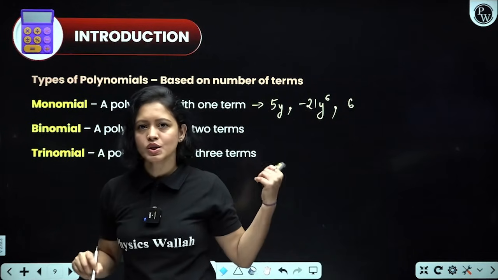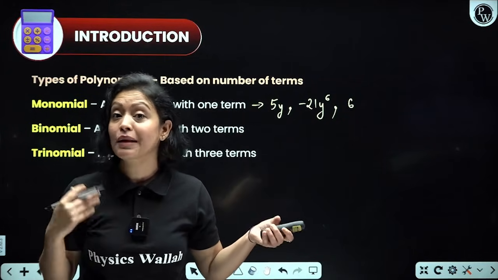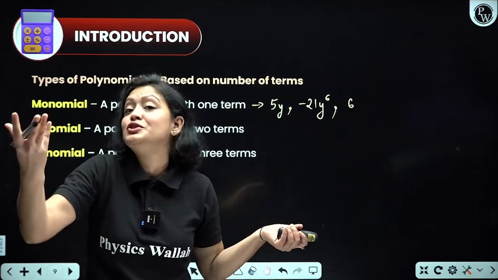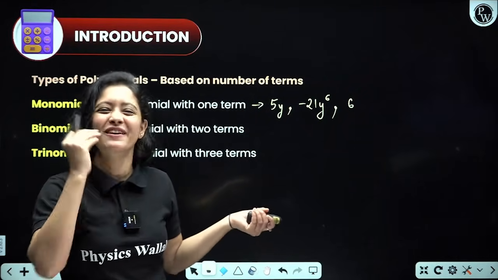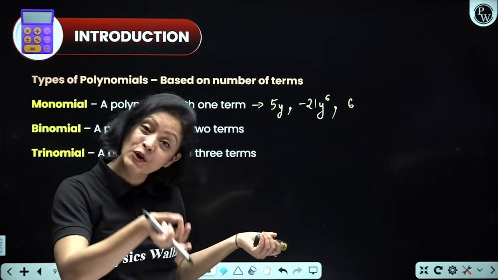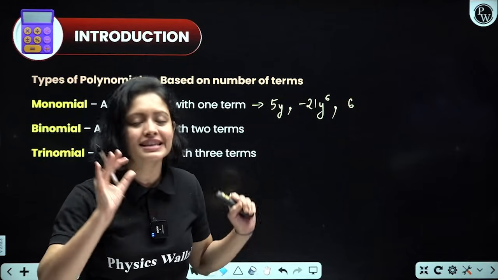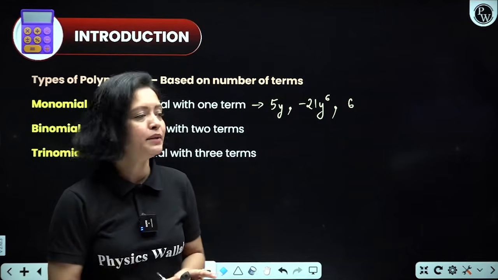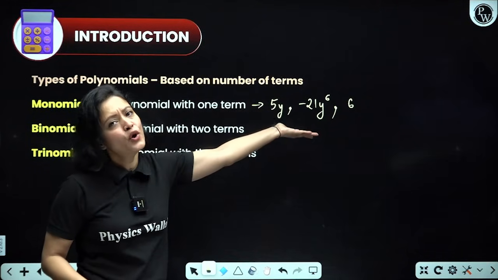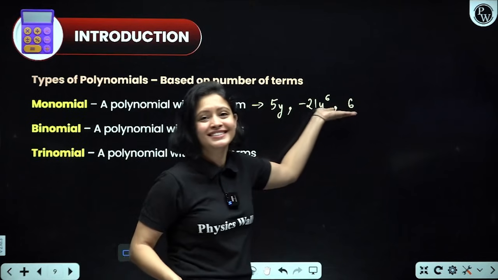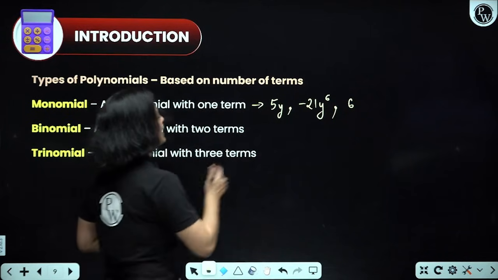6 is also a polynomial, right? Because it can be written as 6 into any variable raised to power 0. So every constant is a polynomial. 0 is also a polynomial. We'll be discussing it again, so don't worry about it. But for now, these are your monomials. They only have one term. Next, we have binomial.